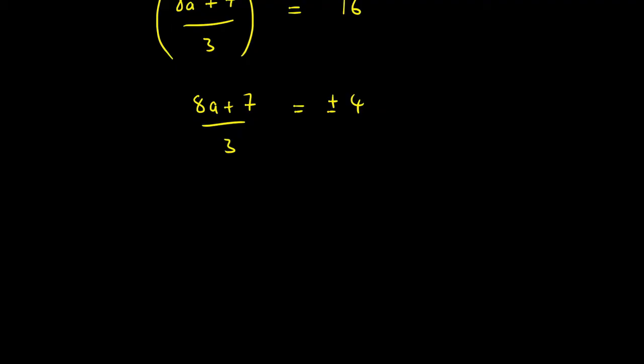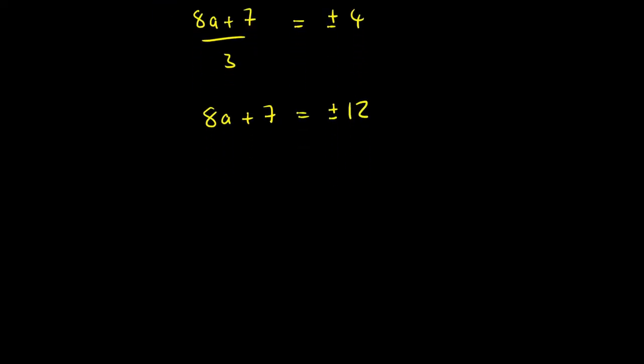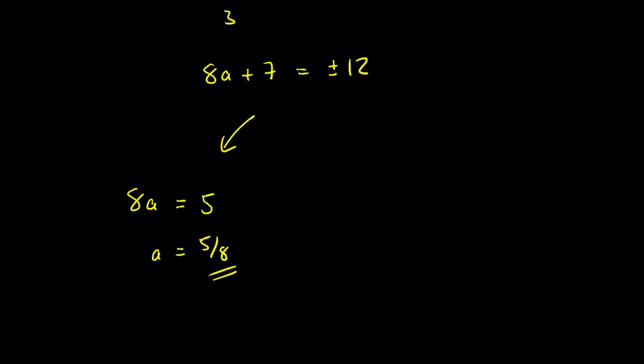Okay, and I'll multiply through by 3, so 8a plus 7 is equal to plus or minus 12. And if we've got positive 12, then that's going to be 8a is equal to positive 12 minus 7, which is 5. So a is equal to 5/8. Okay, and then if we've got negative 12, then we've got 8a is equal to negative 12 minus 7, which is negative 19. And so a would be equal to negative 19 upon 8.